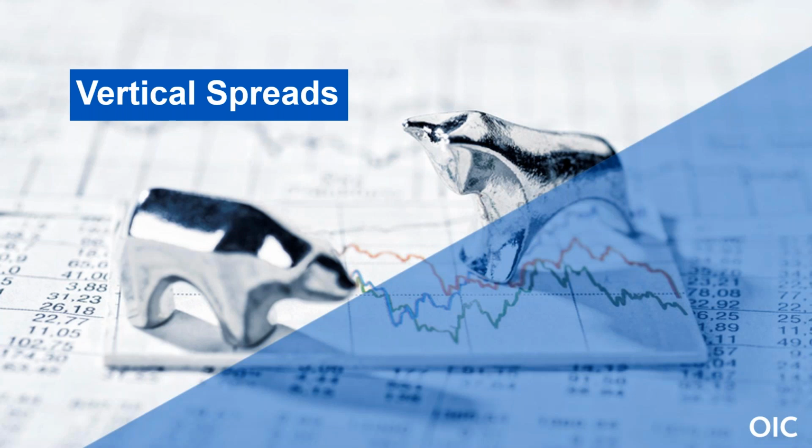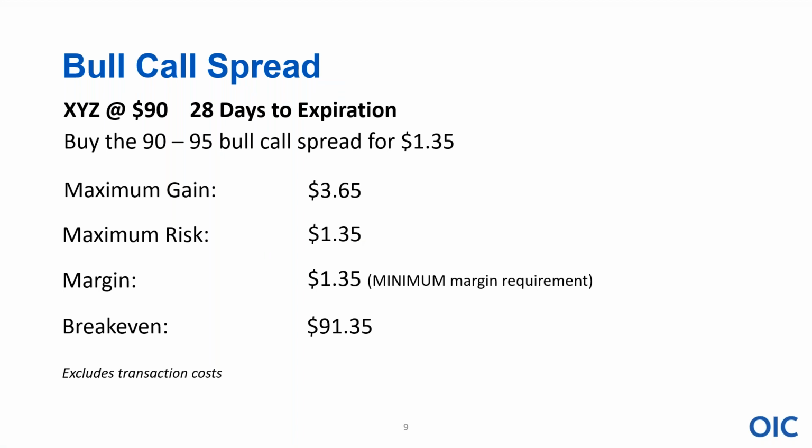We'll start with the bullish side and then make some pricing comparisons and risk profile comparisons between these strategies as we walk through. First, we'll do the bullish outlook side. So bull call spread, stock's at 90, got a month to go till expiration. A bull call spread involves buying a lower strike call, in this case 90, and selling the higher strike call, in this case 95. We do that for a cost of $1.35.